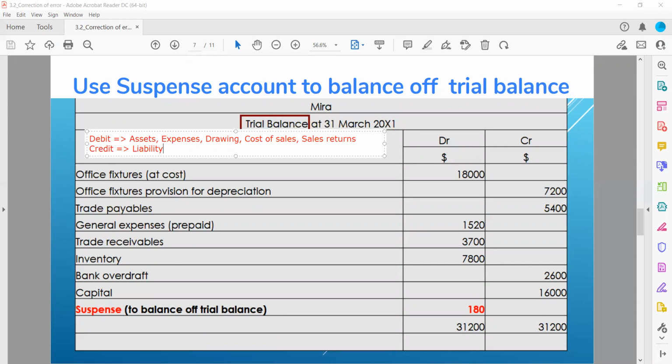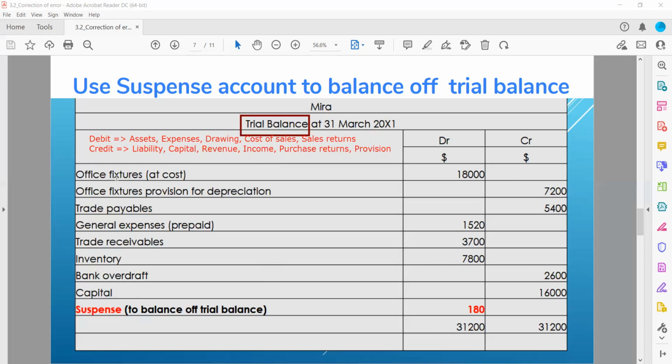Liability, capital, revenue, income, and purchases returns, and one more, provisions, that you're going to learn in future. This is a type of account, or the section of the account, that should be debit or credit.